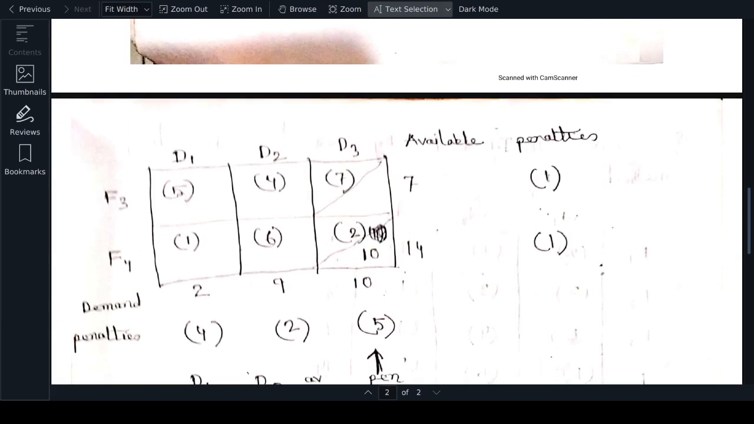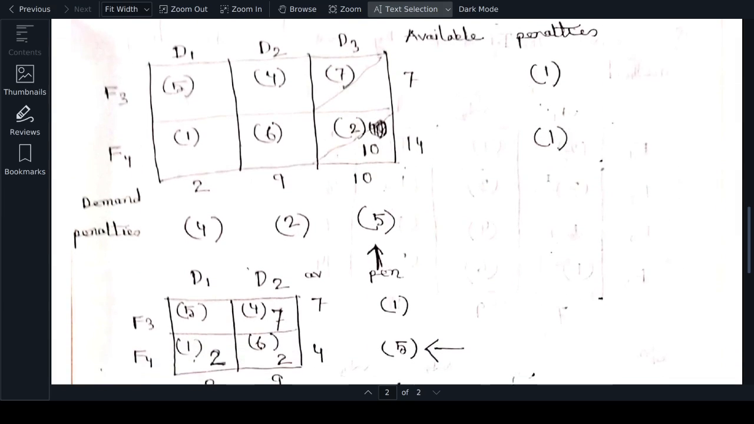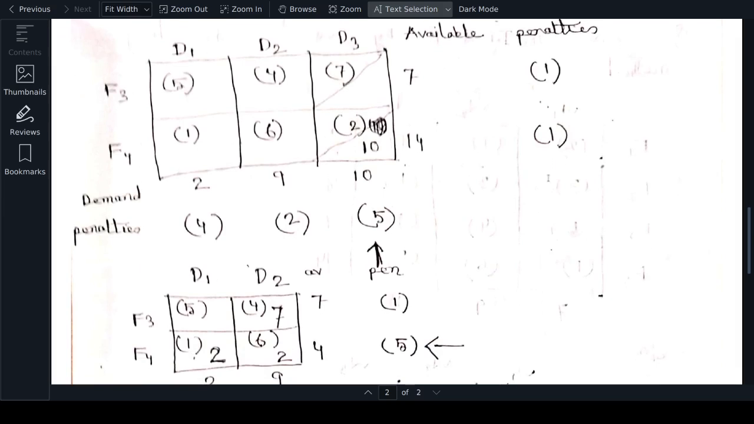5 present in D3 column. So you enter in the D3 column and search what is your lowest cost. 7 and 2 are the cost. What is the lowest cost? 2. So you mark this cell. In 2, you give the allocation. Availability is 14. Demand is 10. How much to give? We can give 10. When we give 10, then you see demand to D3 10 can all, sir.